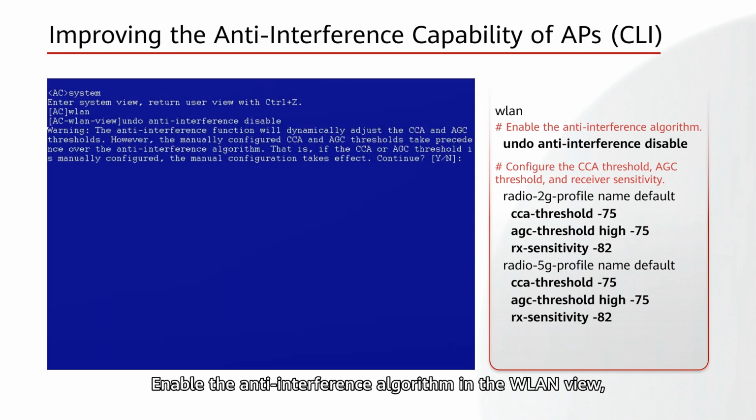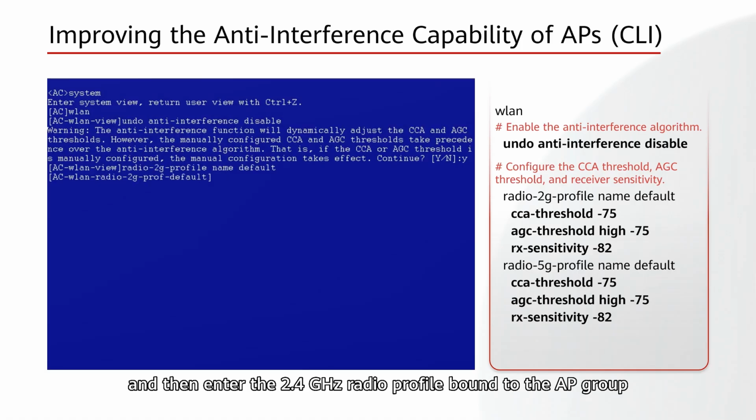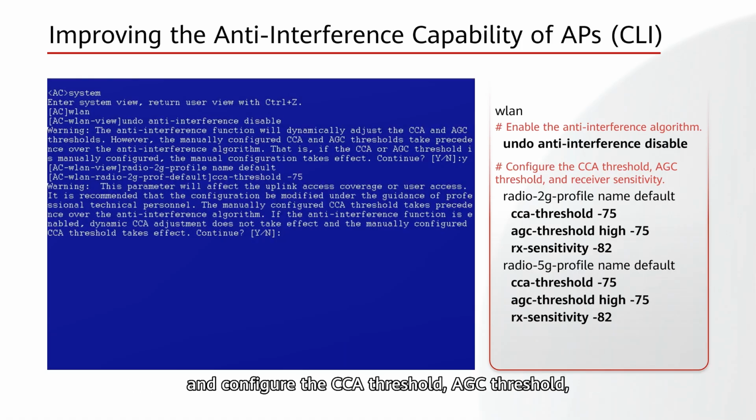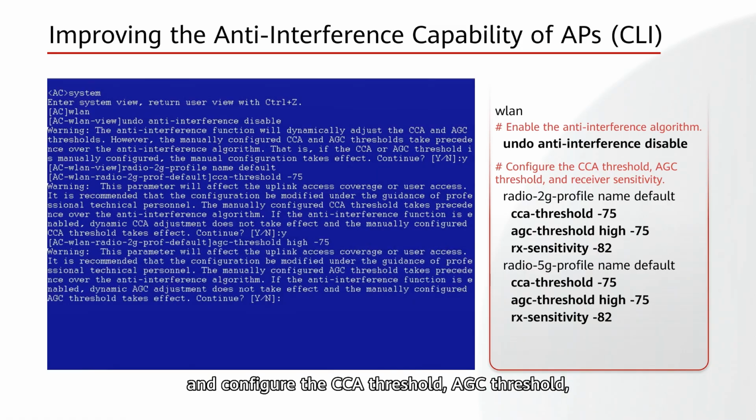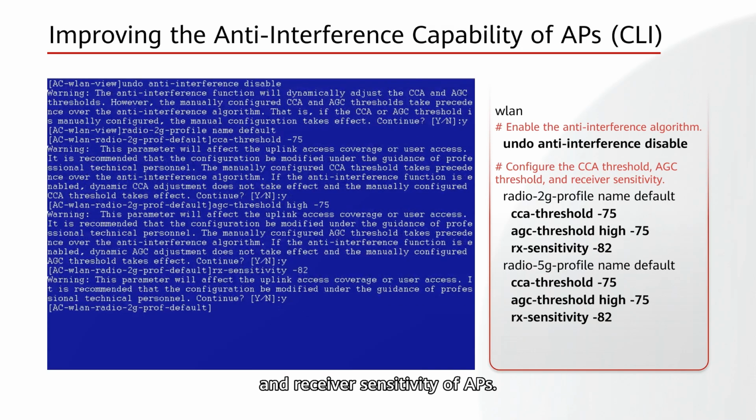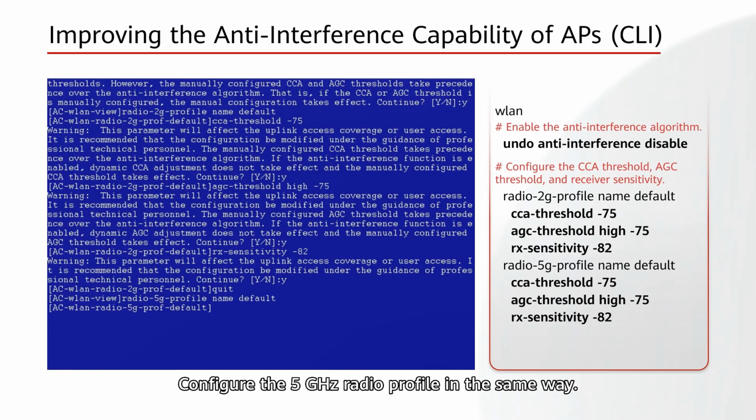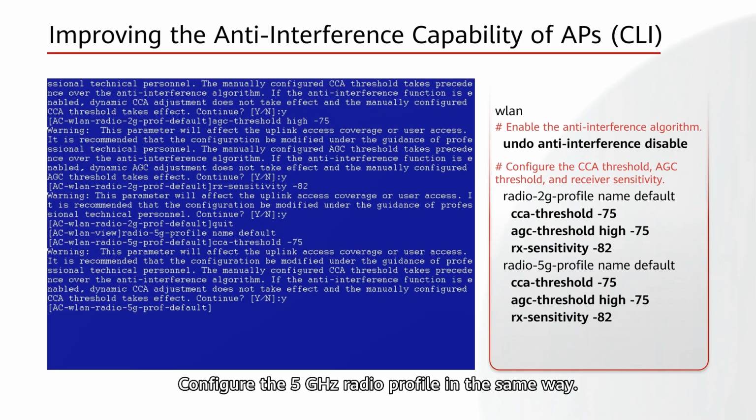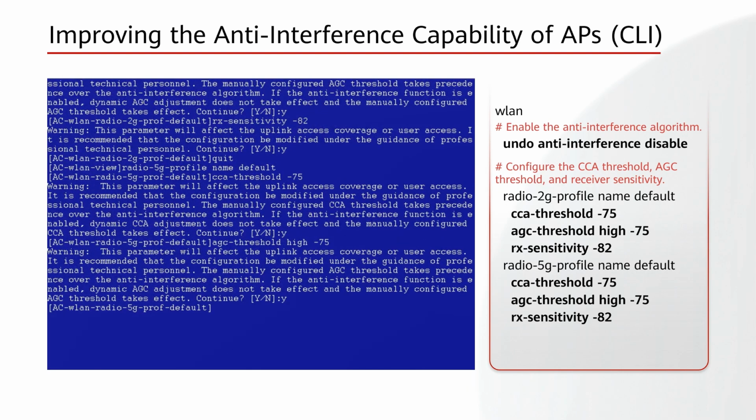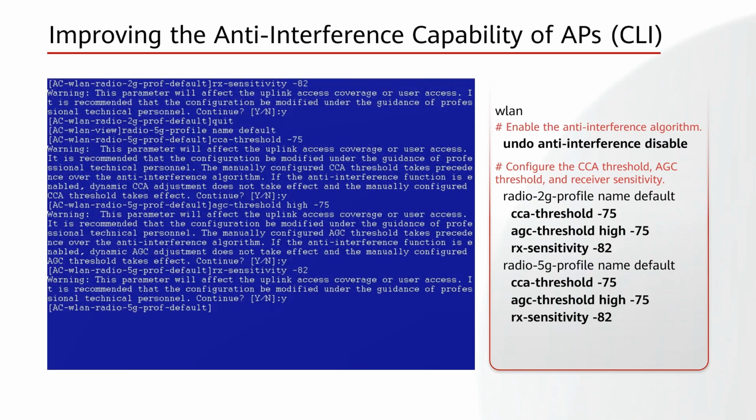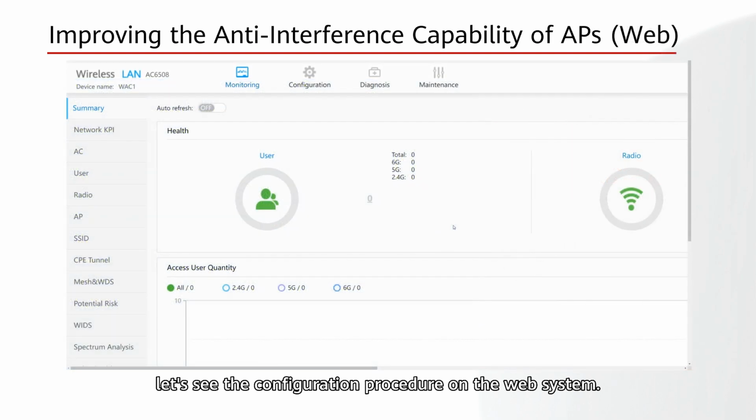Enable the anti-interference algorithm in the WLAN view, and then enter the 2.4 GHz radio profile bound to the AP group and configure the CCA threshold, AGC threshold, and receiver sensitivity of APs. Configure the 5 GHz radio profile in the same way. Next, let's see the configuration procedure on the web system.